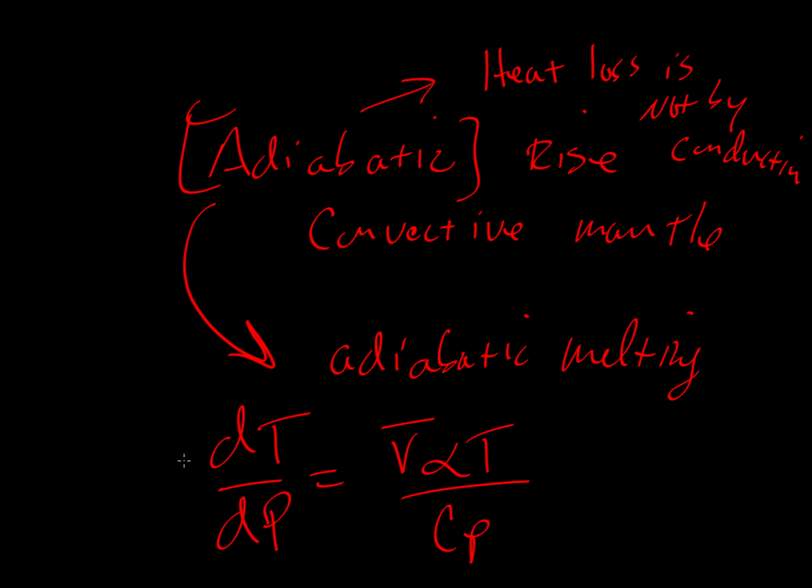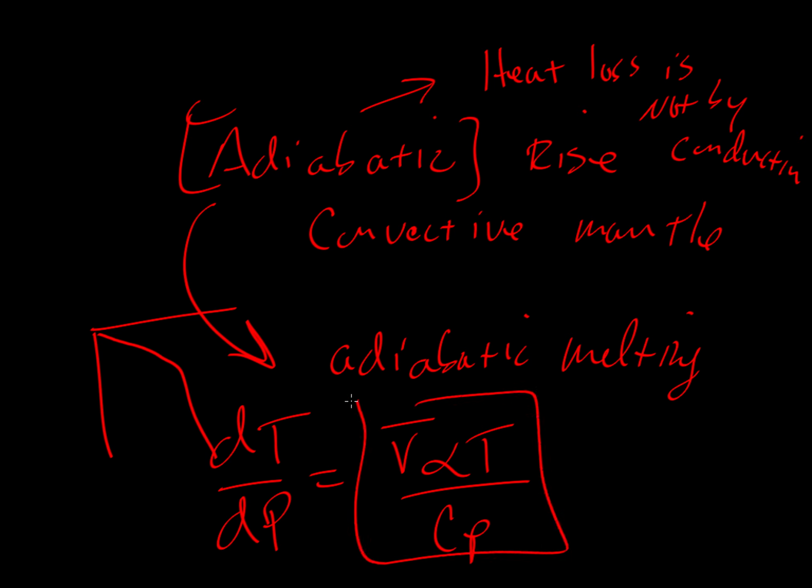This change in temperature with respect to pressure, that is the steep part of the convective geotherm. So we have a geotherm that looks like this. dT/dP, when we write it with this equation here, which we'll explain in another video, describes that steep part of the curve. And that temperature loss is related to the thermal expansion coefficient and the volume of the material.